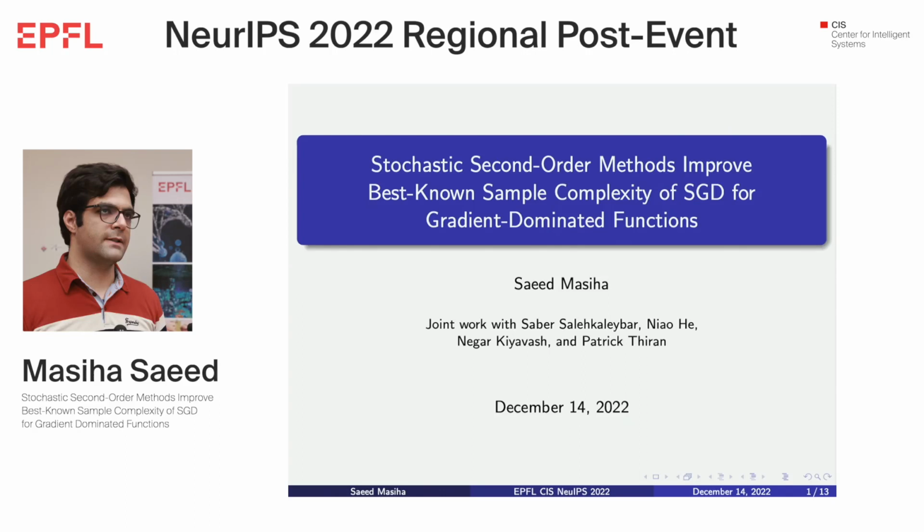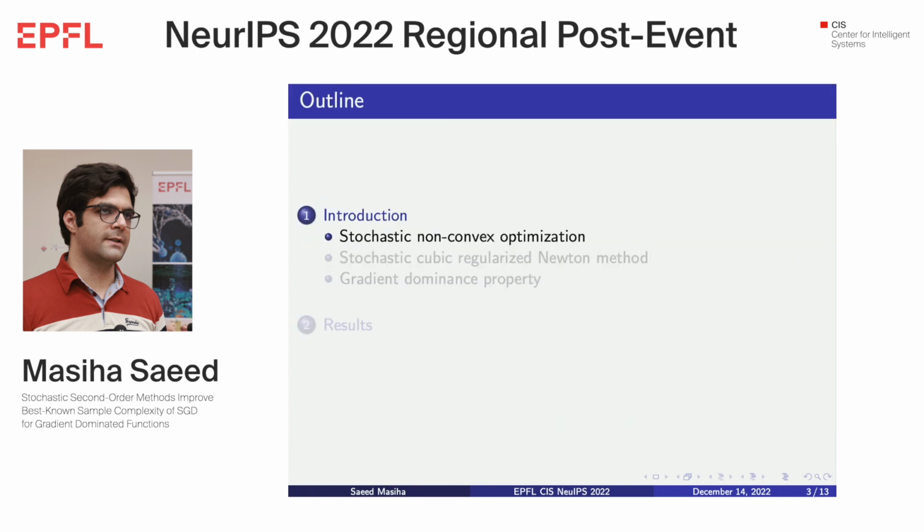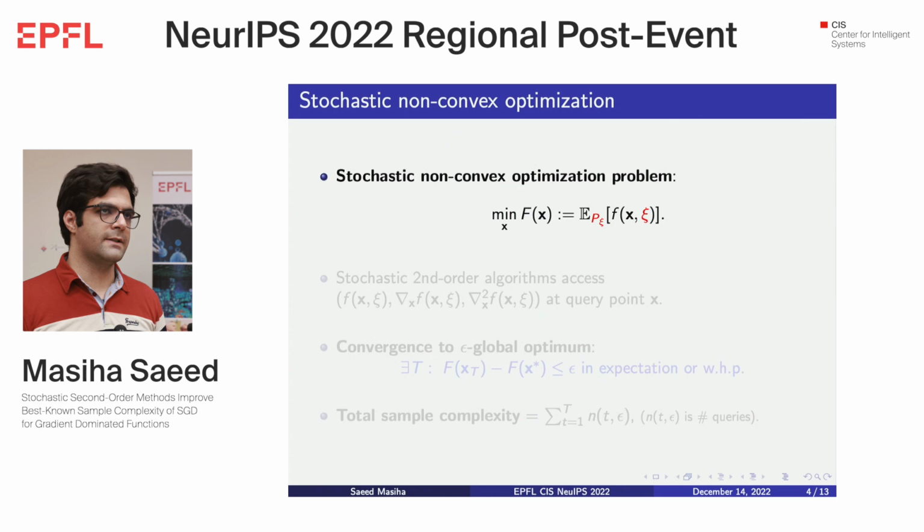I'm going to talk about our recently accepted paper at NeurIPS, which is a joint work with Saber Saleh Niahi, Negar Kiyavash, and Patrick Thiran. This work is mainly about the sample complexity improvement of one of the stochastic second-order methods over SGD for gradient-dominated objective functions. I start with the definition of the stochastic non-convex optimization problem.